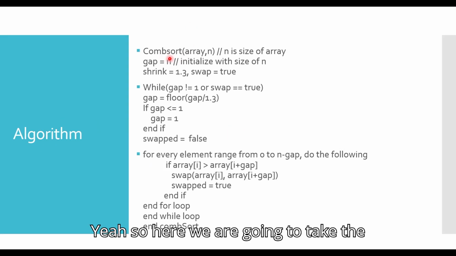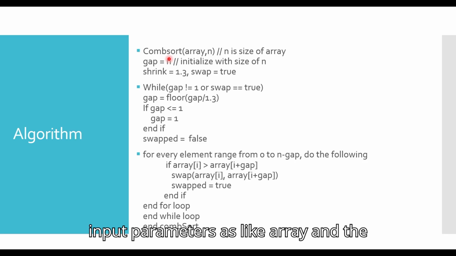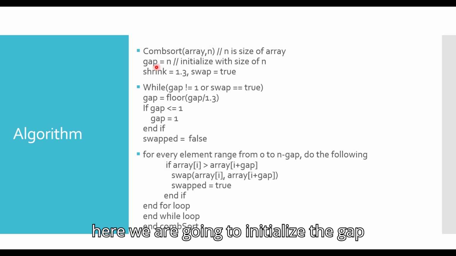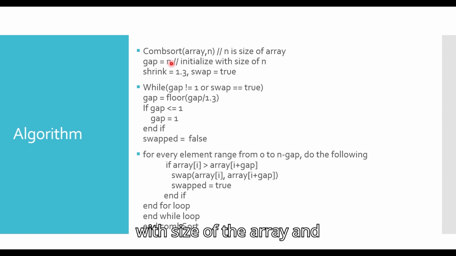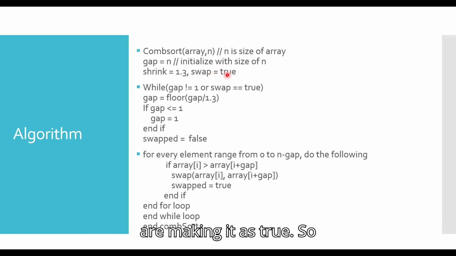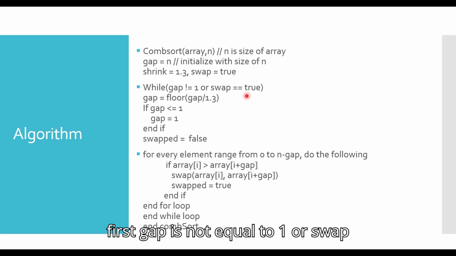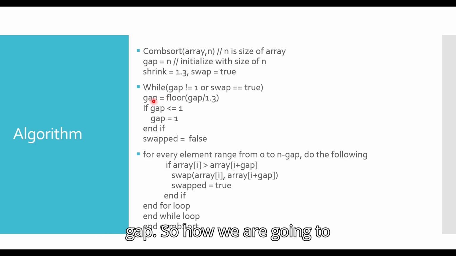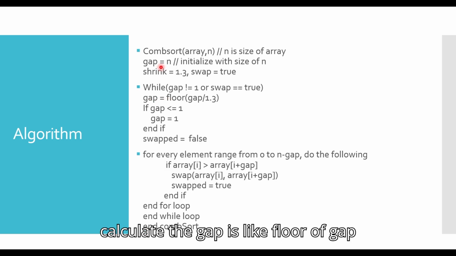Here we are going to take the input parameters as the array and the size of the array. We initialize the gap with the size of the array, and the shrinking factor is 1.3, and if swapping is required, we make it true. While gap is not equal to 1 or swap equal to true, we find the gap. We calculate the gap as floor of gap by 1.3.